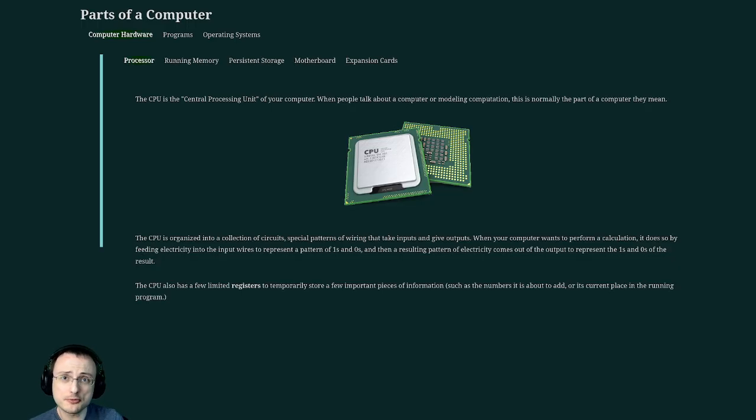What a CPU really is, when we come down to it, is a bunch of wires that are organized into a collection of circuits. And each one of these circuits is a special way to run electricity, so that we take some inputs, some current running along one side, it goes through this jumbled pattern, and then out the other side, we get some outputs. Each one of these circuits is typically used to perform some type of calculation or comparison.